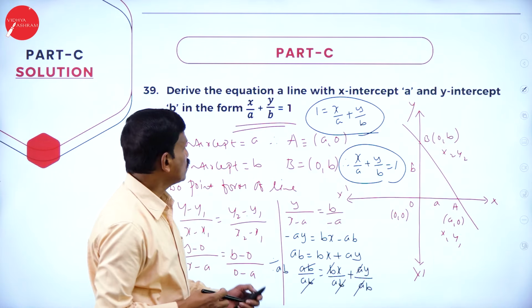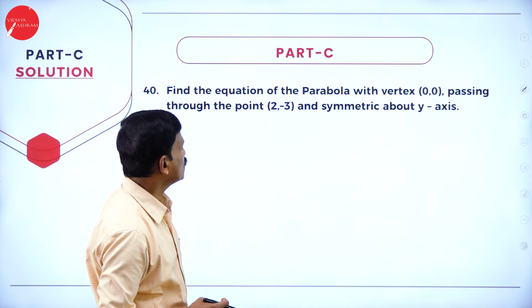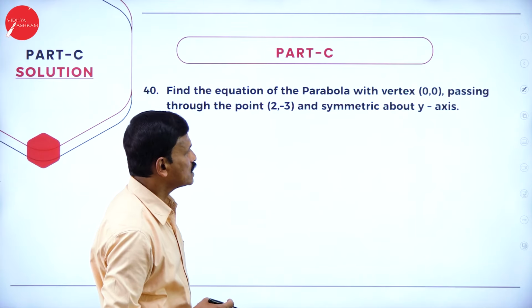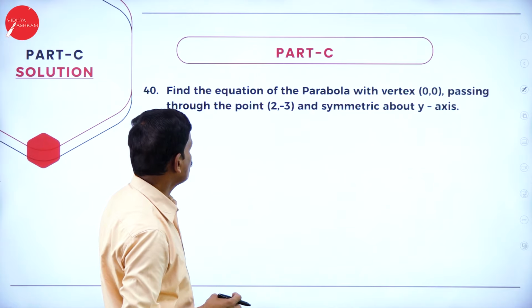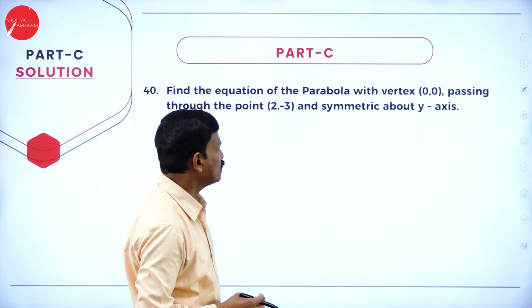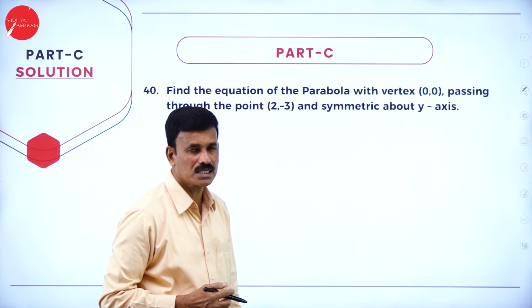Now, move on to the next problem. Find the equation of the parabola with vertex 0, 0, passing through the point 2 comma minus 3 and symmetric about the y-axis. Now, what is given?